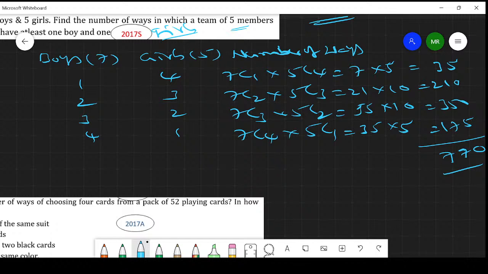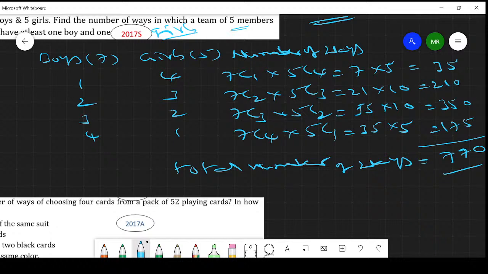770. Is it right? Anyone have done? Is it correct? 770. You can verify here. 770 is the total ways to select. Finally, you can write here the required number of ways to select the team. 770 is your answer. This is the total number of ways.